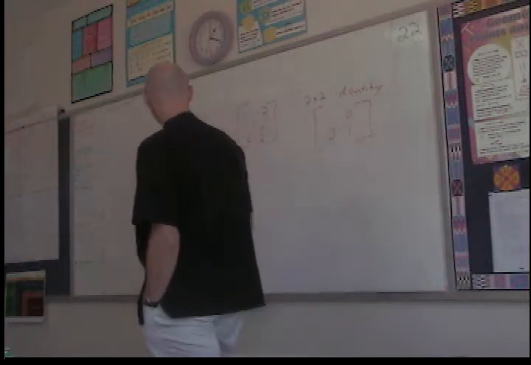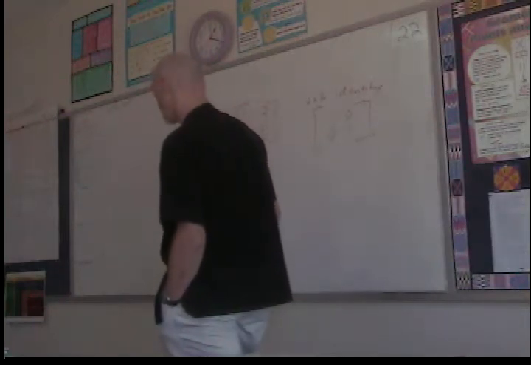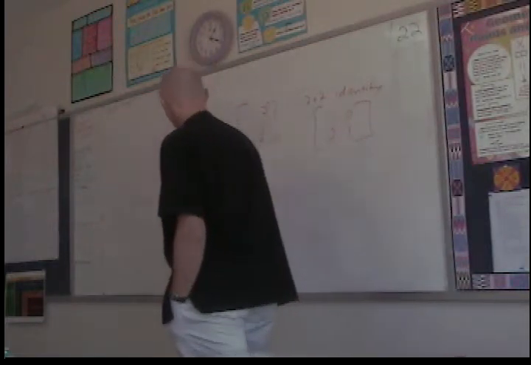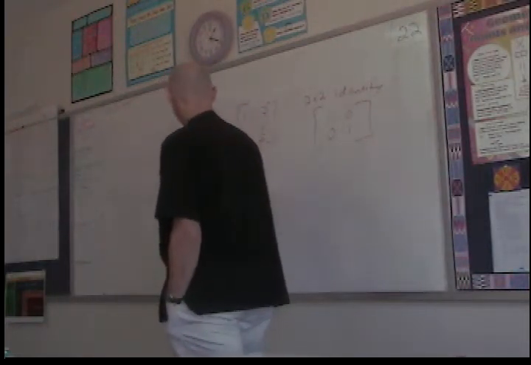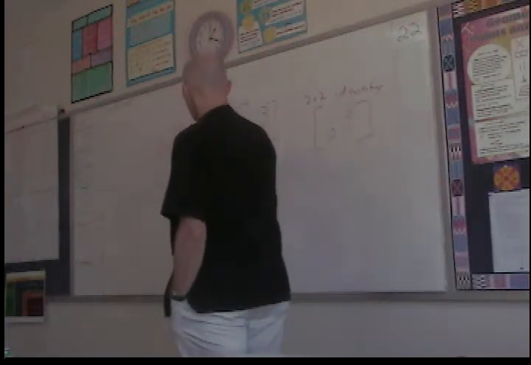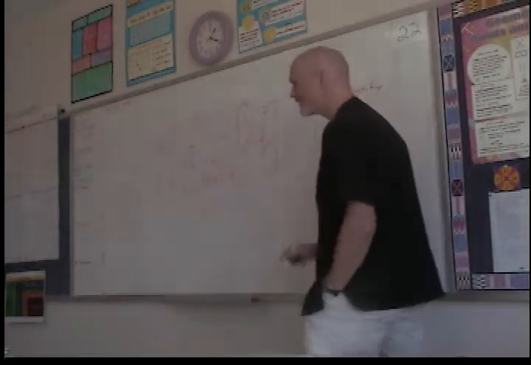1 times 1 is 1. Then -1. And then -2, no, -4, and then +3. My brain's not working right now. Okay, what's 3 minus 2? 1. Negative 6 plus 6? 0. 1 minus 1? 0. And negative 2 plus 3? 1. Hey, did we come out with the identity matrix?